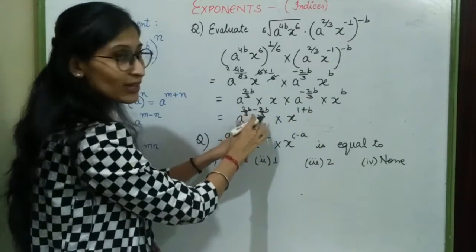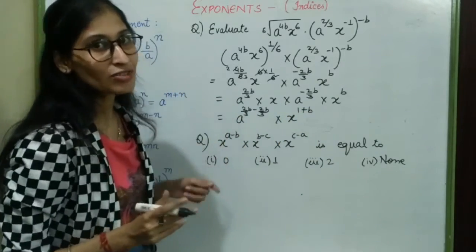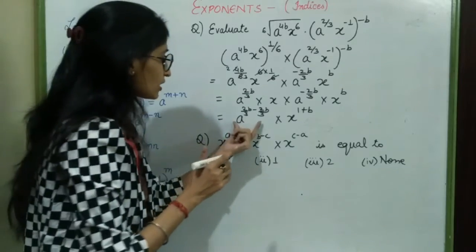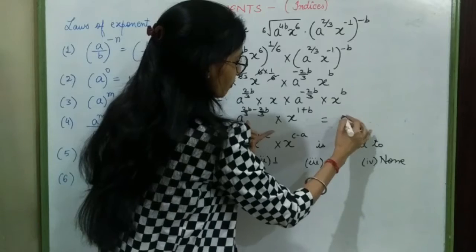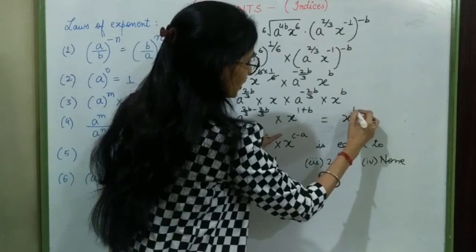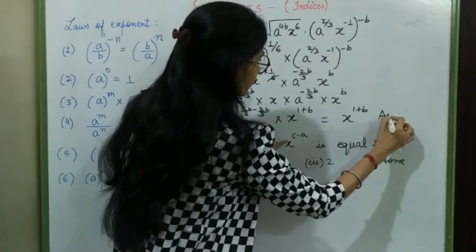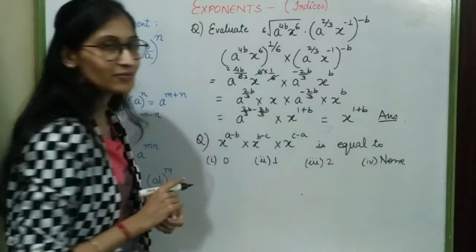It will become 0, and anything raised to power 0 is 1. So this value will become 1. 1 into x raised to power 1 plus b will be x raised to power 1 plus b. So this will be my answer.